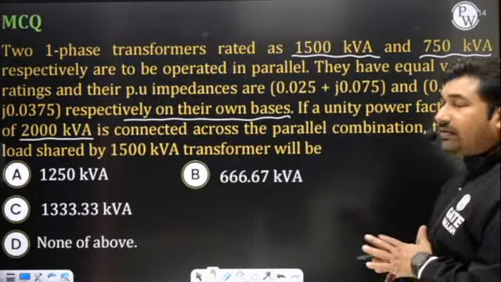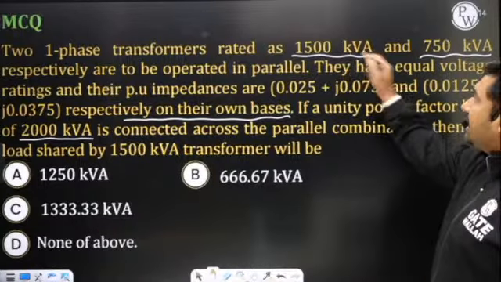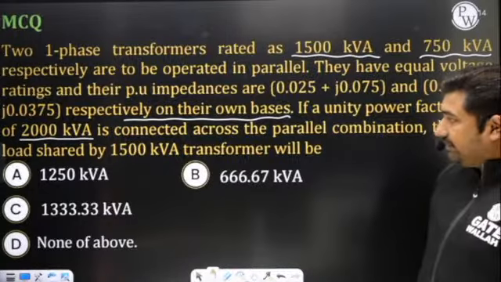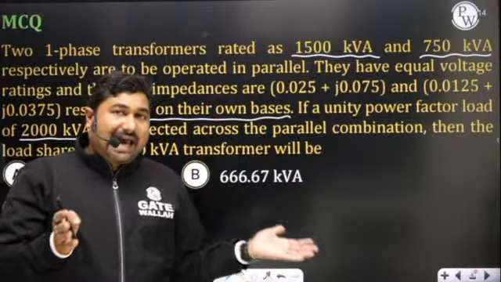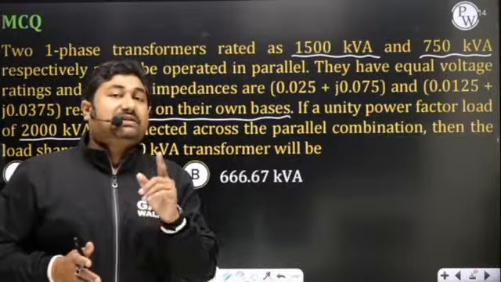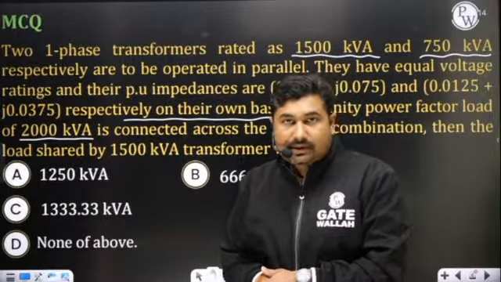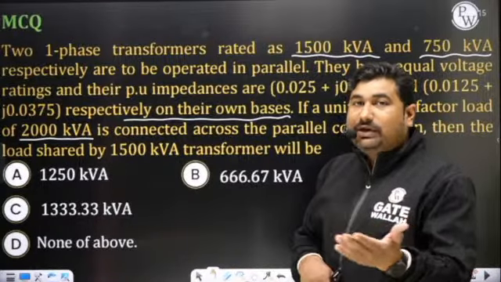Always remember this. Next thing is, it is given that one transformer is of 1500 kVA and one transformer is of 750 kVA. So many students thought that this combination can share a load of 1500 plus 750 kVA, but that is not true. Why, sir? Soon I am going to tell you why.